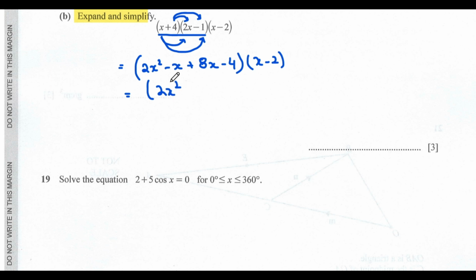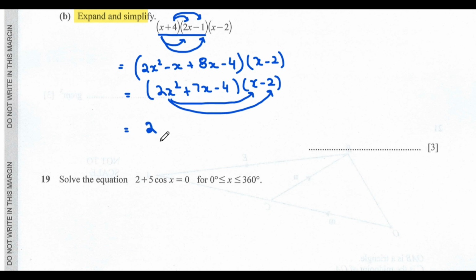2x square minus x plus 8x would be 7x minus 4x, x minus 2. Now I can do the further multiplication. Now I'll multiply 2x square with the two terms in the next bracket first. So 2x square times x would be 2x cube, and 2x square times minus 2 would be minus 4x squared.